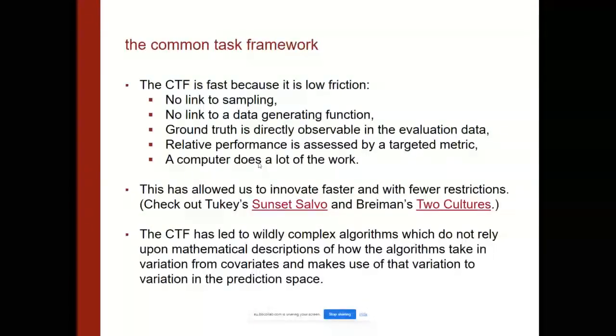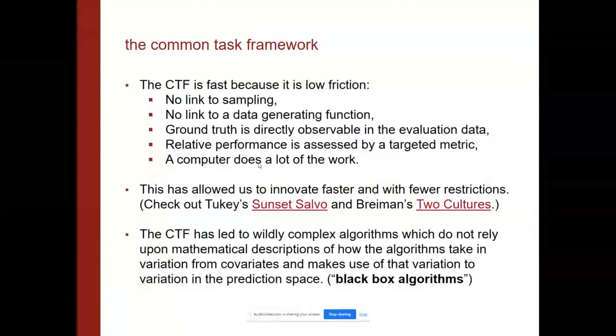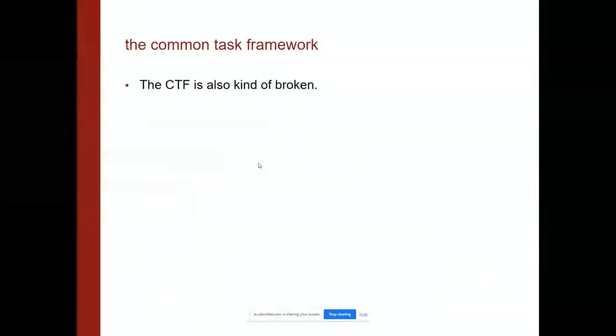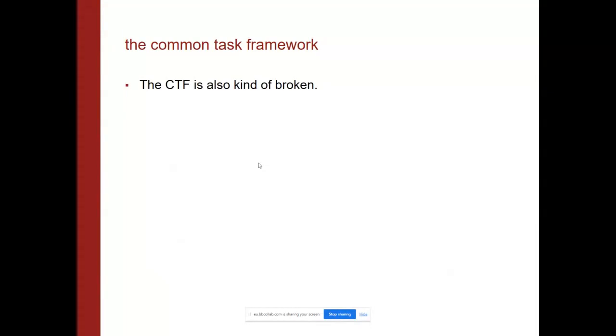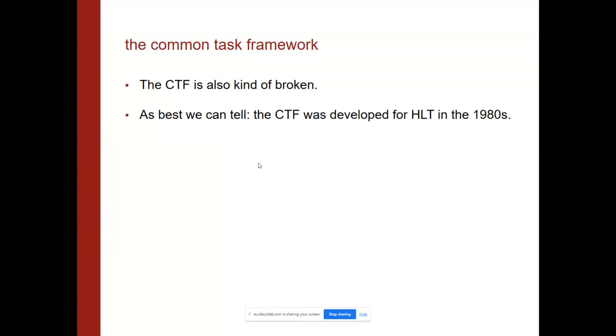So basically we don't have to worry about the mathematical description of how an algorithm takes variation from the covariates and then makes a prediction from that variation. So this has led to a lot of these black box algorithms. But the CTF is also kind of broken. So I mentioned that there's a relaxation when we look at the Netflix prize, but there are a lot of other relaxations. So if you're a data scientist, you've probably run your own CTF on your computer, even if you don't realize it. And there you don't have a held out data set that you really cannot look at.